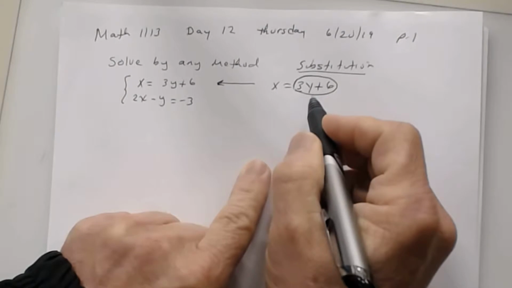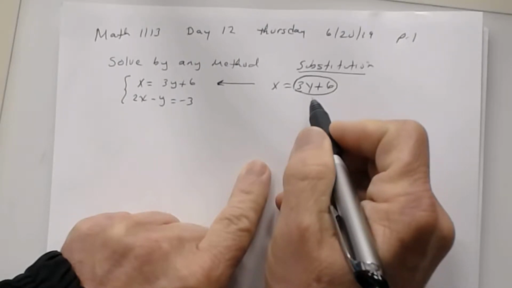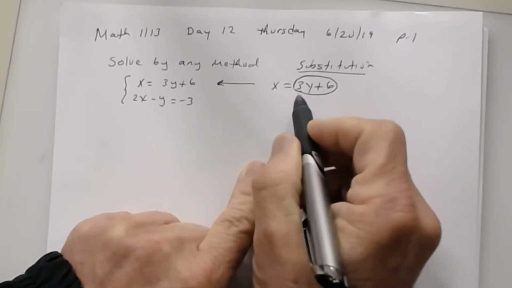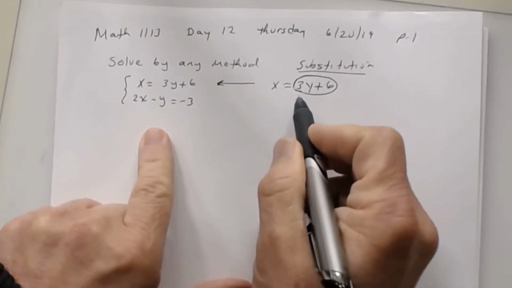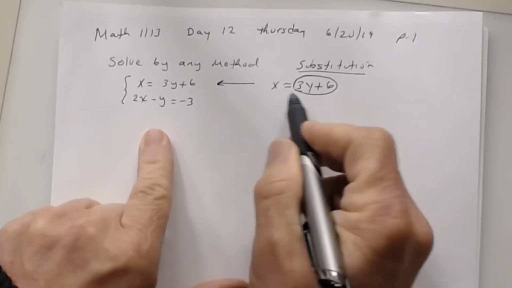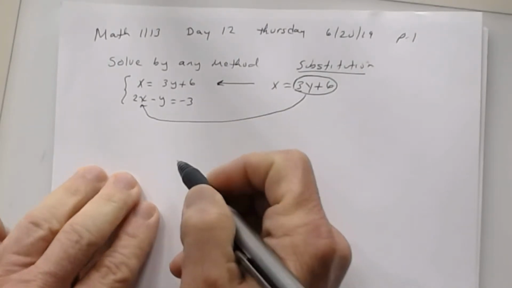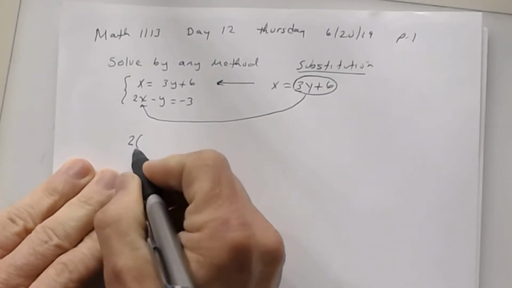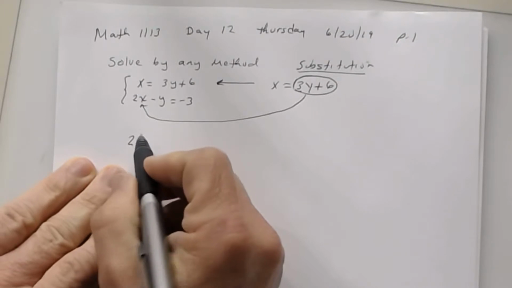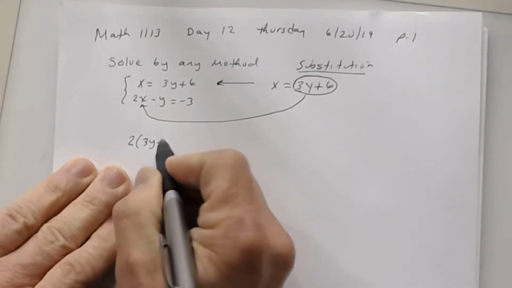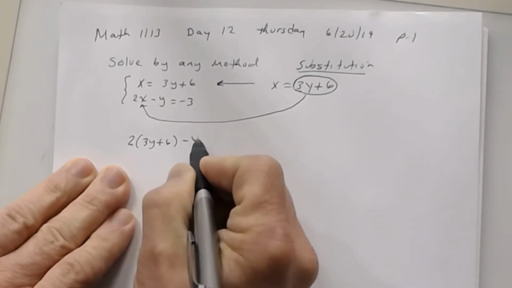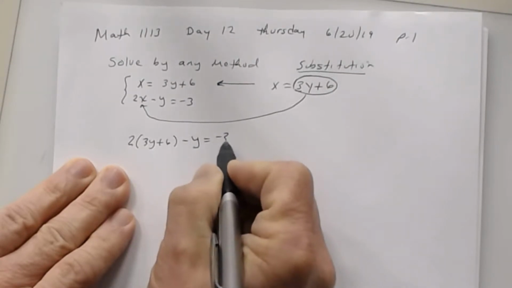What then did I do with that expression I have circled? Substitute into the other equation in place of what variable? X. So I'm going to go here, substitute it here. And so I get 2 times, in parentheses, what do I put in parentheses? 3y plus 6, minus y equals -3.